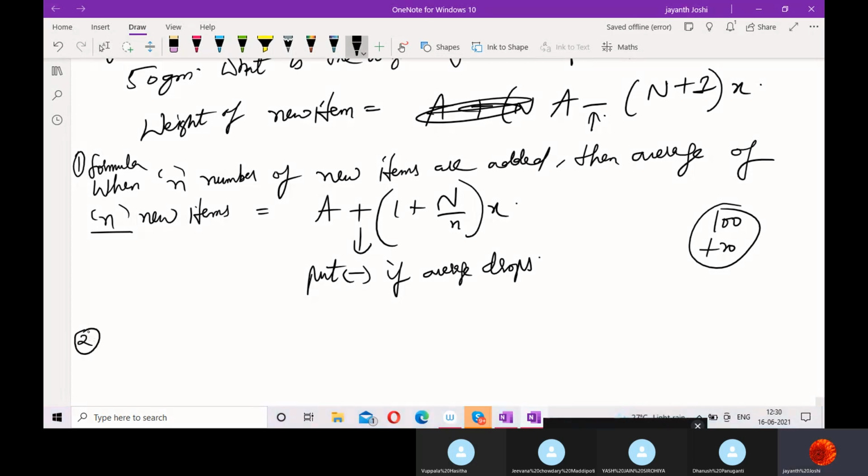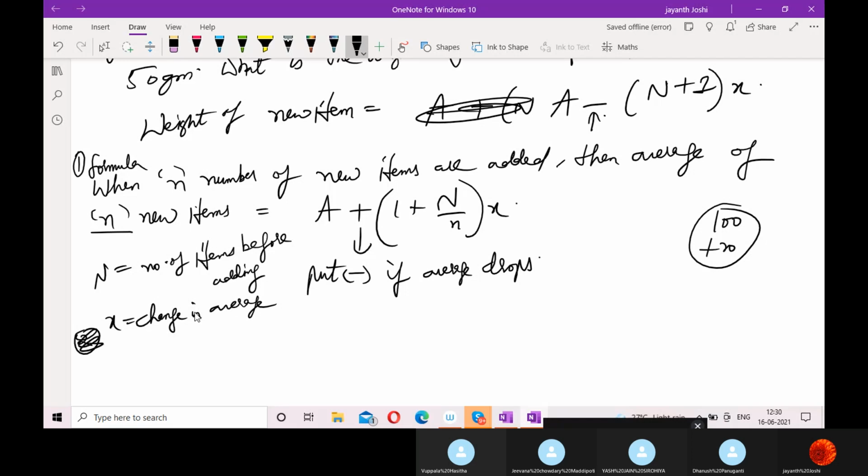Formula number 2. And here what the things are: n is equal to number of items before adding, x is change in average, a is average of n items. Okay, so this you need to remember.